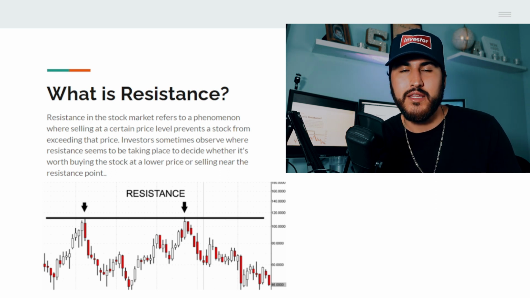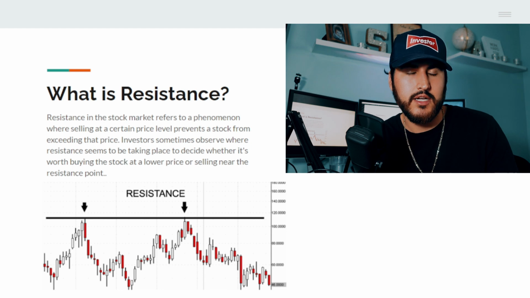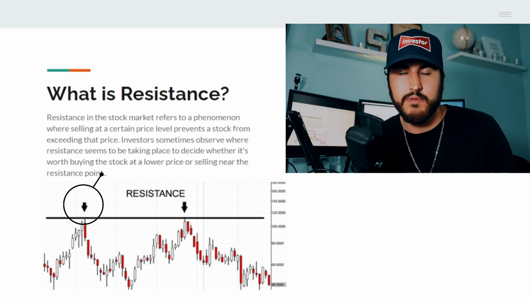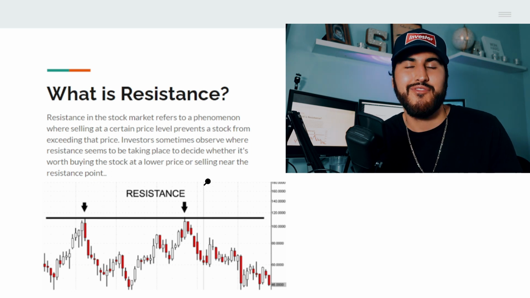As indicated by the chart down below, you can see that the stock tried to break through a price once before, it failed, and the next time it got to that price, it failed again, and that is your resistance.